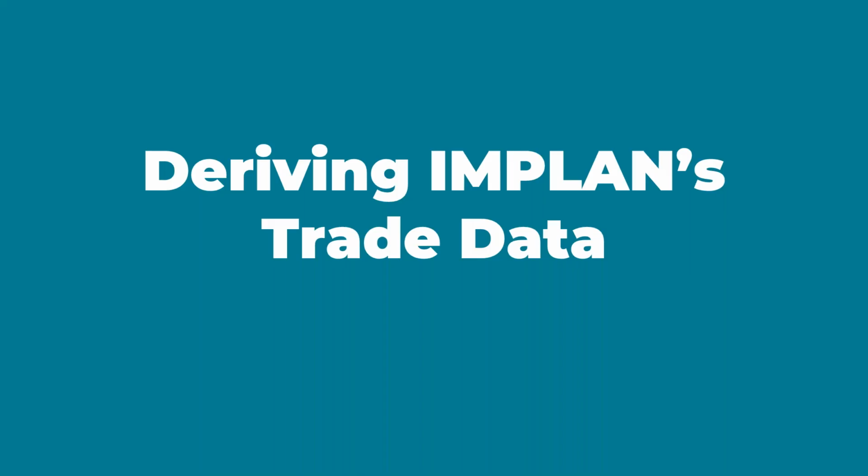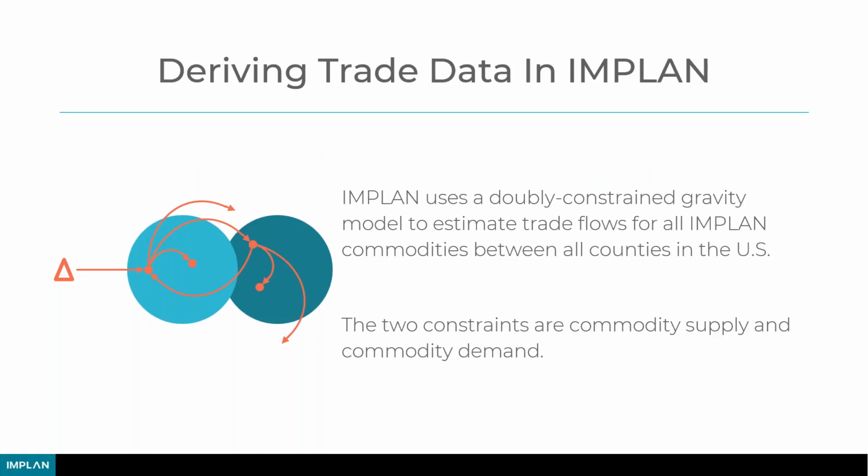So how do we derive this trade data? IMPLAN uses a doubly constrained gravity model to estimate trade flows for all IMPLAN commodities between all counties in the US. And the two pieces that it's constrained by are commodity supply and commodity demand. We know where goods are produced, we know where they're consumed, either as intermediate goods or final consumption, and we're using this trade data to match those up.